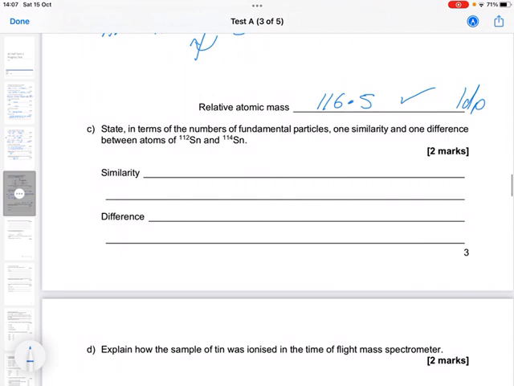Okay. C, state in terms of numbers of fundamental particles, that's protons, neutrons, electrons, 1 similarity and 1 difference between atoms of 112 and 114 tin. So these are isotopes, so the same number of protons. You may have said that they have 50 each, which is fine, and a different number of neutrons. And again, you may have said that one has 62 and one has 64.